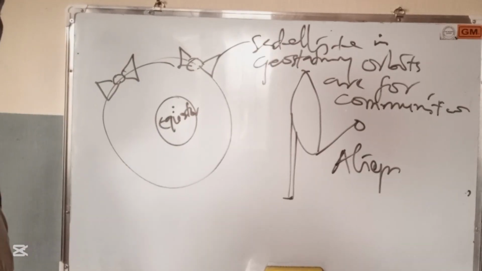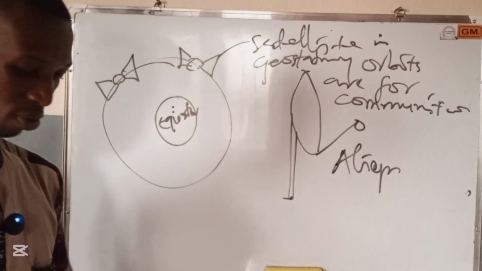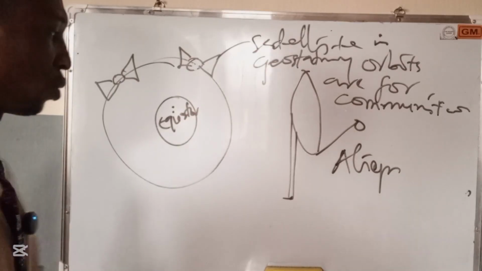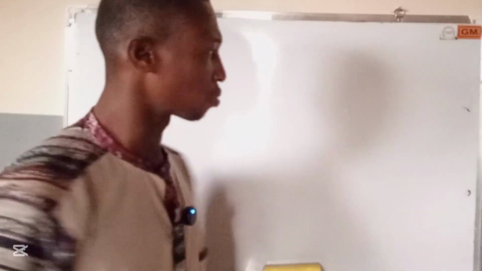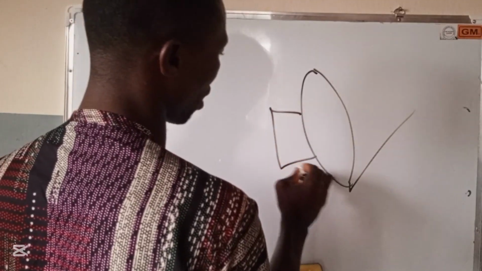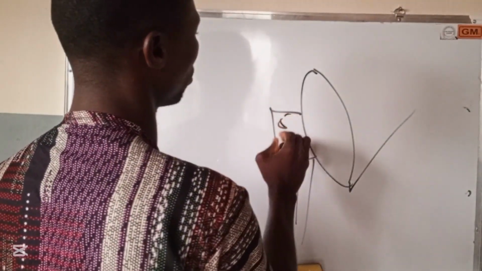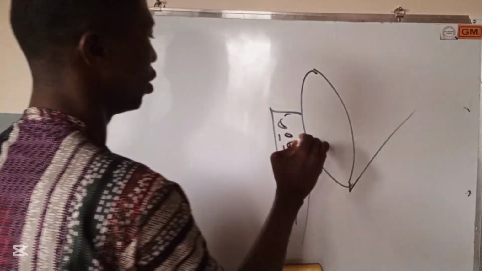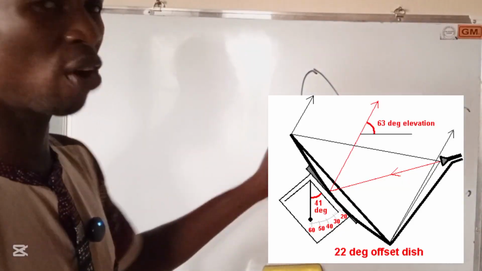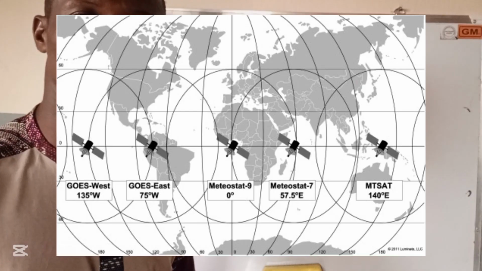Now that takes us to the next topic. Let's look at satellite longitudinal angles. I believe you all know about the satellite dish. For a satellite dish, there is a scale at the back where you have angles in degrees. A lot of people mistake these angles for satellite longitudinal angles.